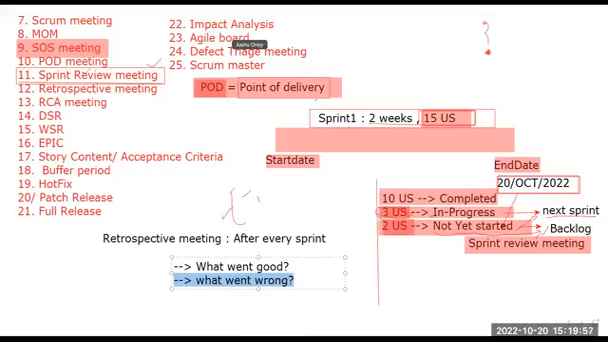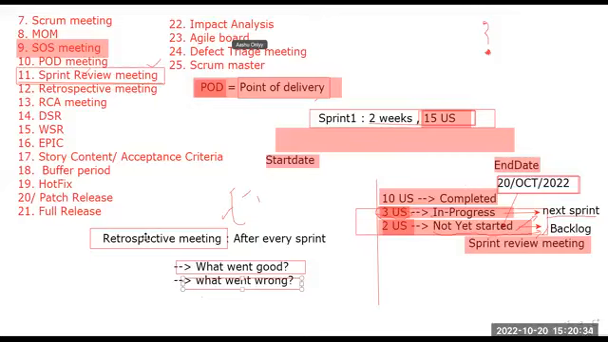Because we have to check, right? Let's say these 5 user stories are not completed in this sprint duration. Definitely we have faced some problems because of that. The stories are in progress or incomplete because of some challenges. To track this, we conduct the retrospective meeting where we discuss what went good, as a team, what good activities we have done, and what mistakes we have done.